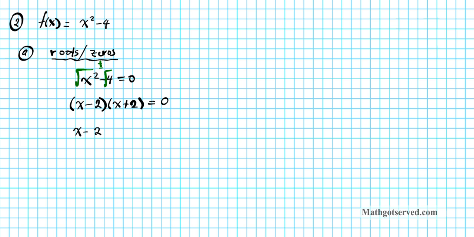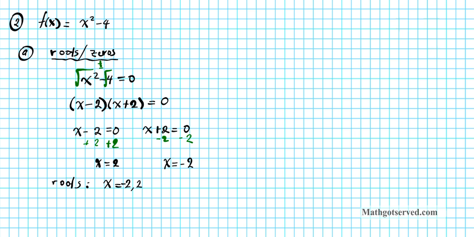Okay, now we just set both factors to 0 using the zero product property, and that tells us what the roots are. So we can add 2 to both sides. The first root is x equals 2, and then for the second part you subtract 2 from both sides, and the second root is x equals -2. Okay, so our roots are x equals 2 and -2.